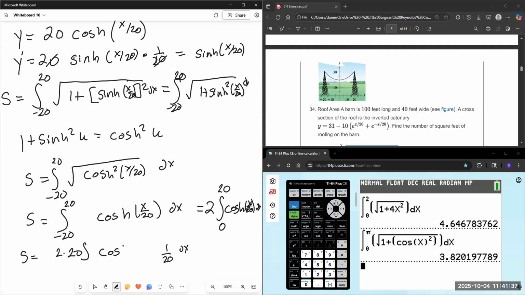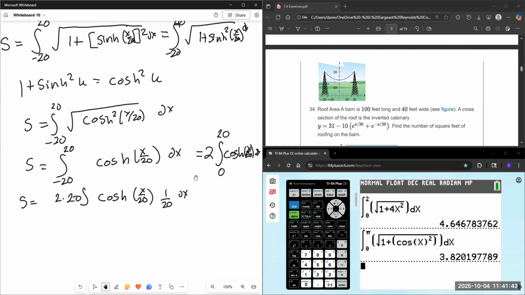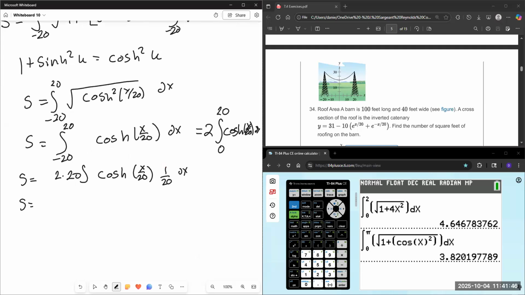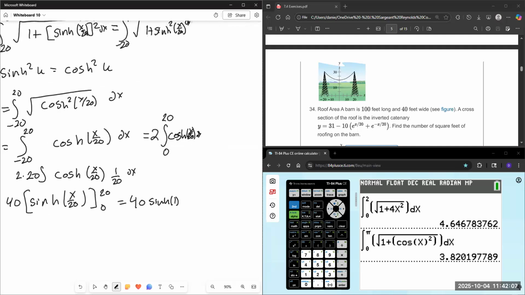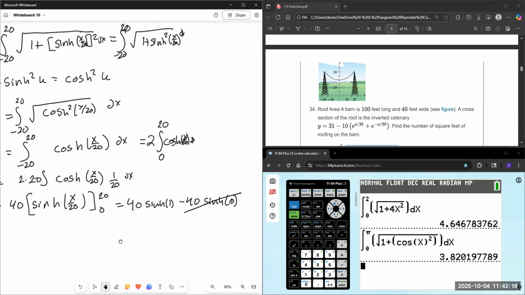Hyperbolic cosine of x over 20, and that's going to give me hyperbolic sine of x over 20 evaluated from 0 to 20 is going to give me 40 hyperbolic sine of 1 minus 40 hyperbolic sine of 0. Hyperbolic sine of 0 is 0. It goes through the origin.